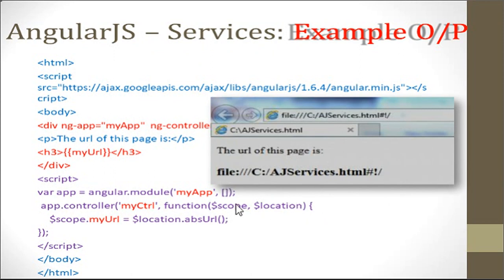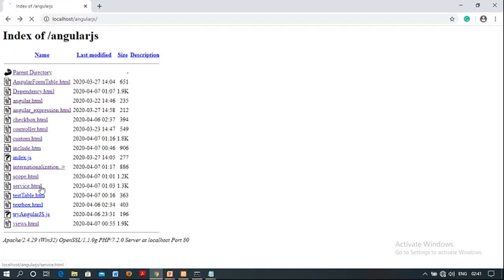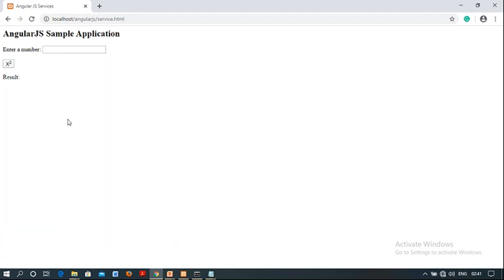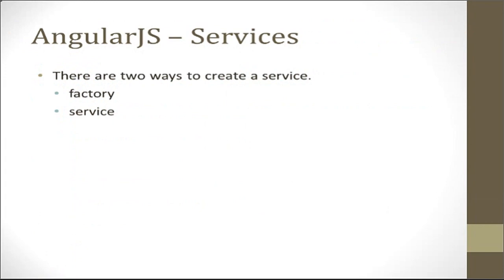You can see a URL page like this, again with the help of the XAMPP server. Yes, so these are again inbuilt services. Here you can see a simple sample application for the services. When I enter 5 and click on this button, you can see 25. So these are also inbuilt services present in AngularJS. Next point: services again have basically two ways, factory and service.